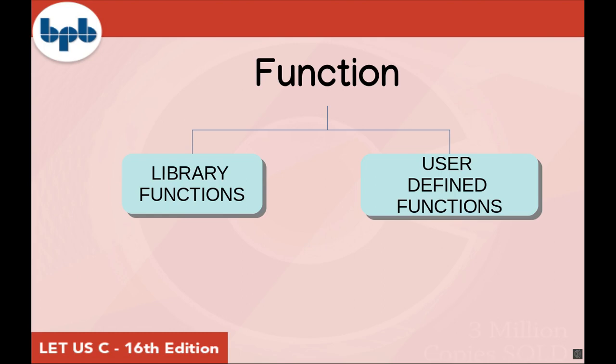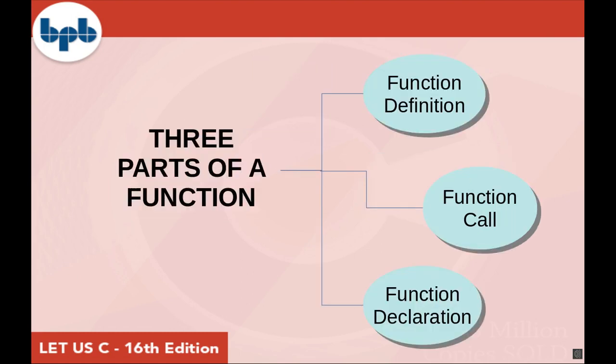There are basically two types of functions: library functions, which are predefined for us to use in the C language, and user-defined functions, which are defined by the user while writing a program. A function consists of three parts: function definition, function call, and function declaration. All three have to play separate roles while using functions in the program.